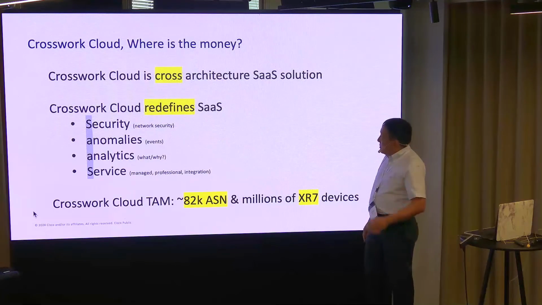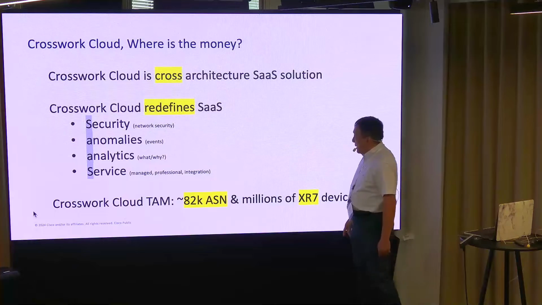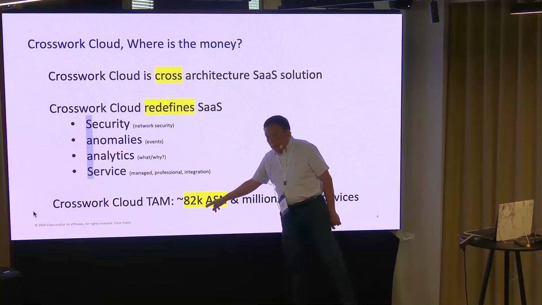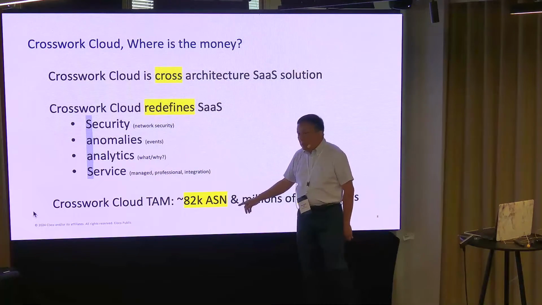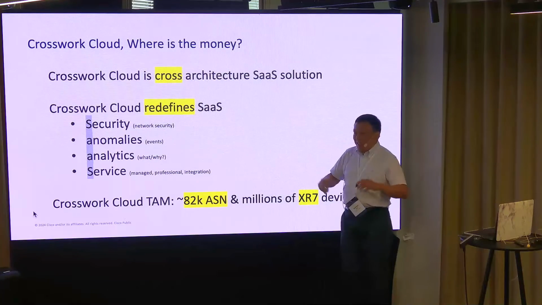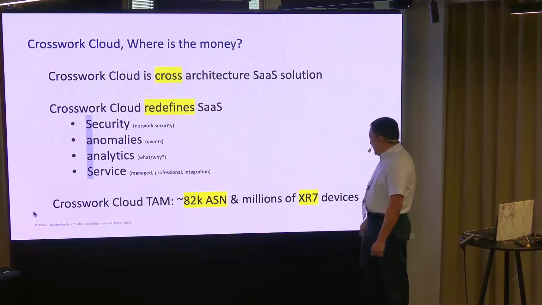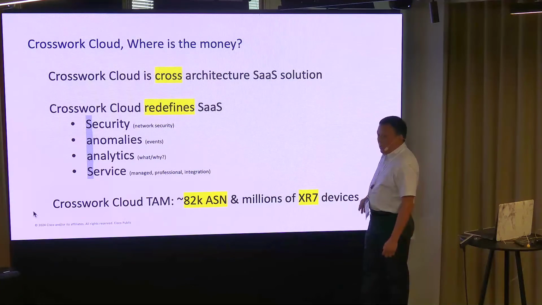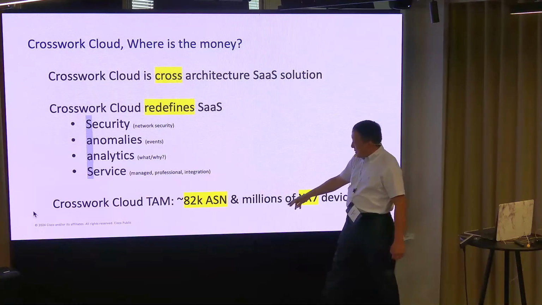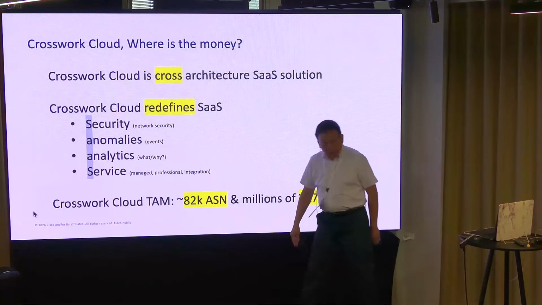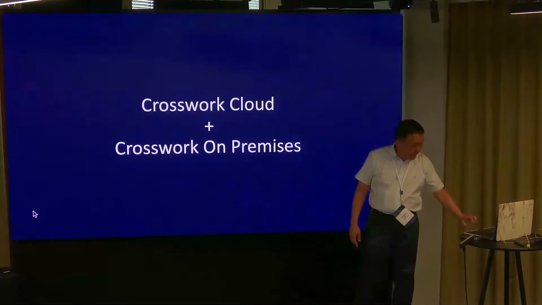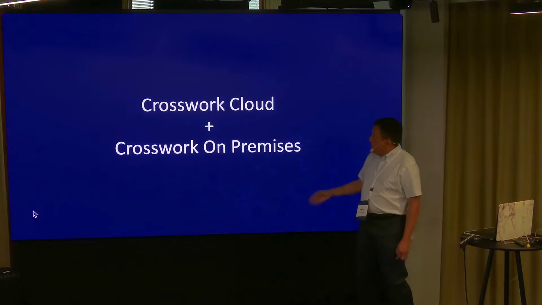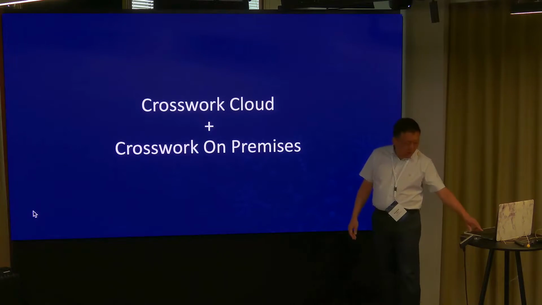And just to share with you how big is this space, right? There's 82,000 active autonomous system numbers, right? Autonomous is a big word in Developer Days. And then there are millions of XR7 devices. So this is where we can go. And you saw some of the things. This is a huge number, 82,000 potential. Okay, so Crosswork Cloud plus Crosswork on-premise.